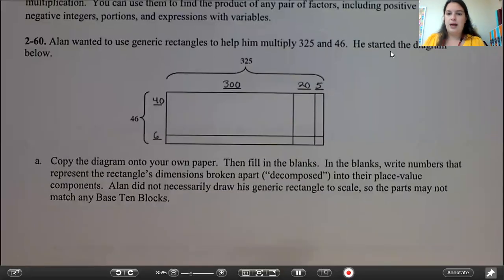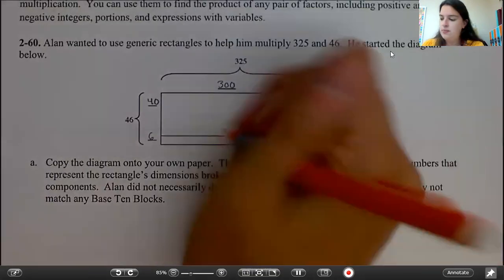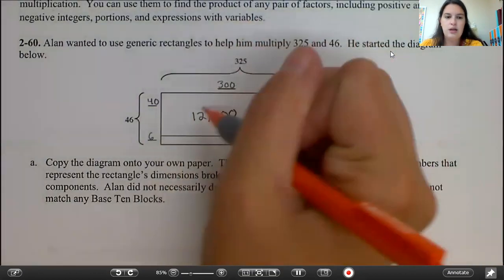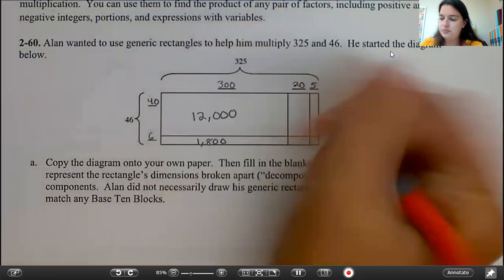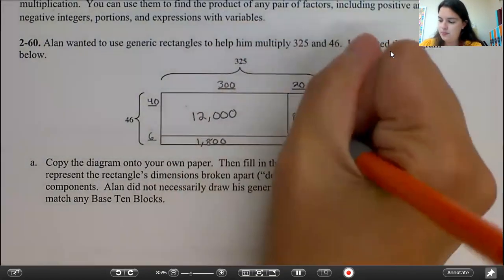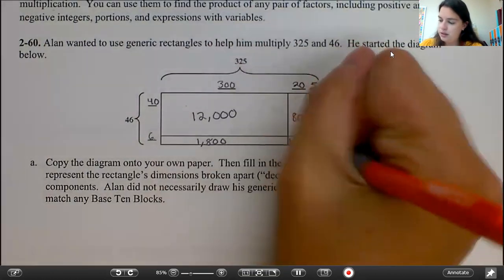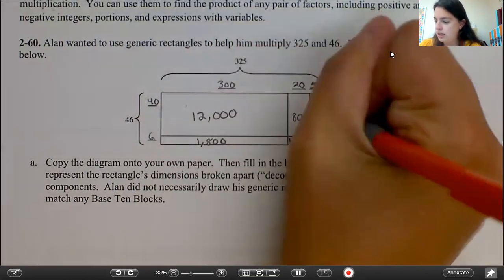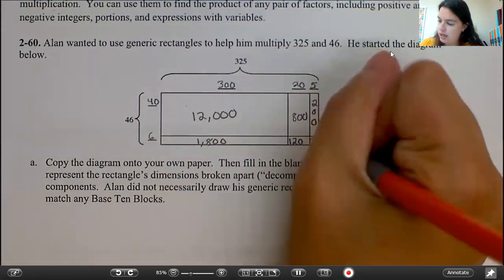So if you are back with me, that means that you have filled this in. So 300 times 40 is 12,000. 300 times 6 is 1,800. 20 times 40 is 800. 20 times 6 is 120. 5 times 40 is 200. I'm going to write it down. And 5 times 6 is 30.